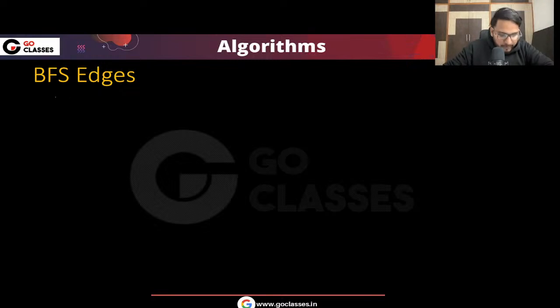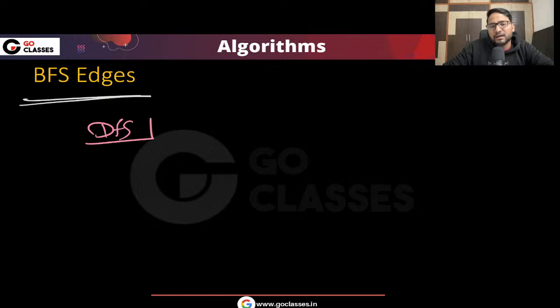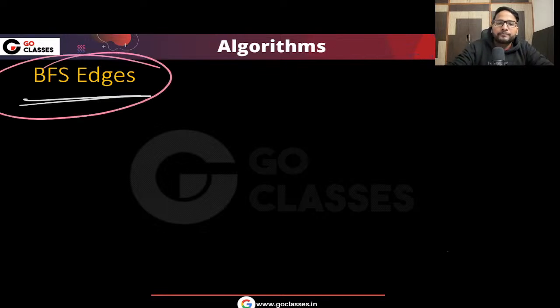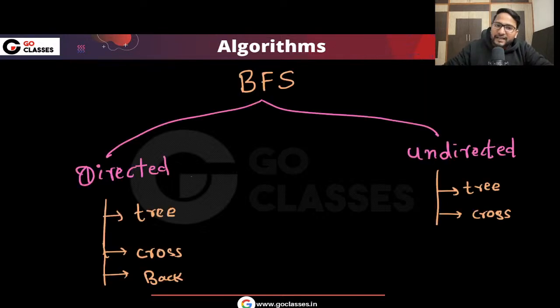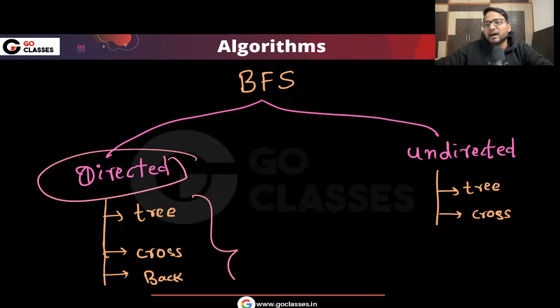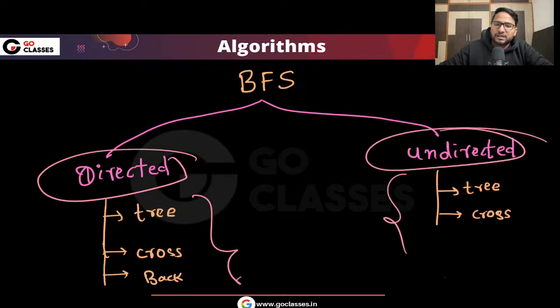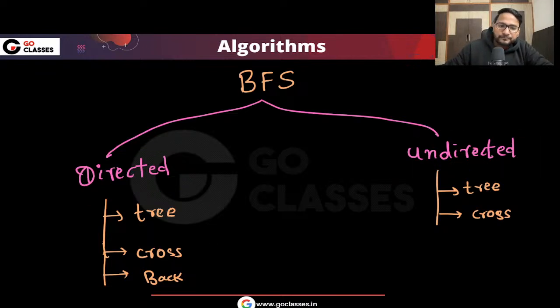Now let's talk about the BFS edges. If you have seen the previous video about DFS, then we have told you that there are different types of edges, like cross edges and these things. Now let's talk about the BFS edges. Here in the directed case, we have 3 types of edges, and in the undirected case, we have 2 types of edges. Let's see what these are.